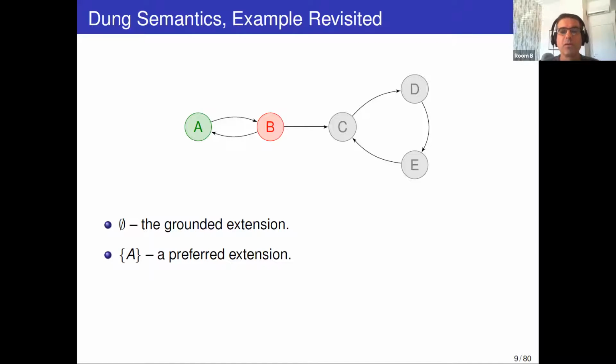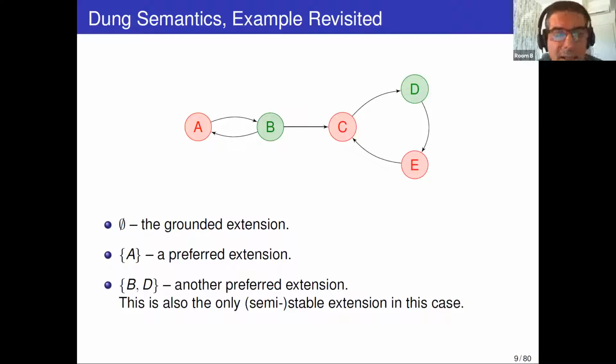I will not refer in what follows to labeling semantics. It's just a note that there is another way of interpreting this argumentation framework, actually an equivalent way. And so A is one of the preferred extensions, and the set BD is another preferred extension of this framework. And note that this set is also the only stable, and therefore the only semi-stable extension in this case, because the set attacks all the other arguments not in the set.